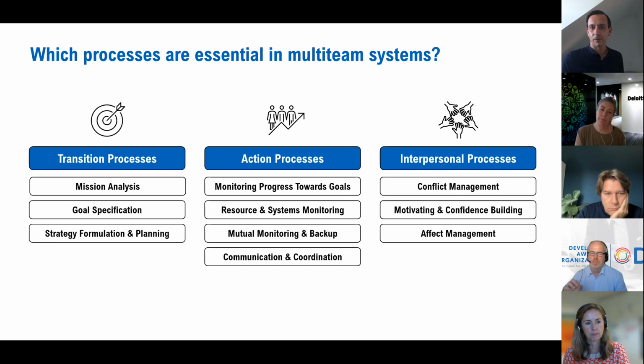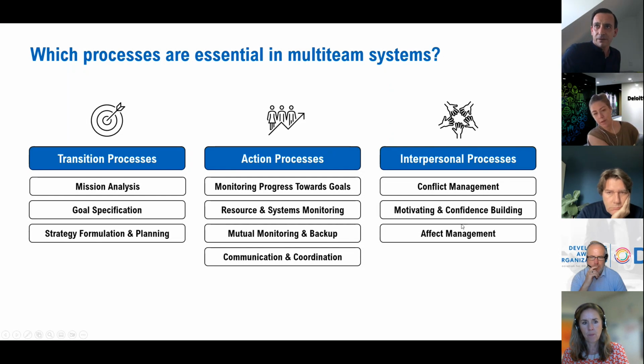That's why it's needed that you always look at your level of conflict. Is it still a good conflict, or is it something that stops us from reaching our goals? During task fulfillment, but also during the transition phases, you have to look at motivating and confidence building. What does this mean? You should generate and preserve a sense of collective confidence. You should look at task-based cohesion and should foster identification, not only of the individual team members with their team, but also of the different teams with the overarching multi-team system.